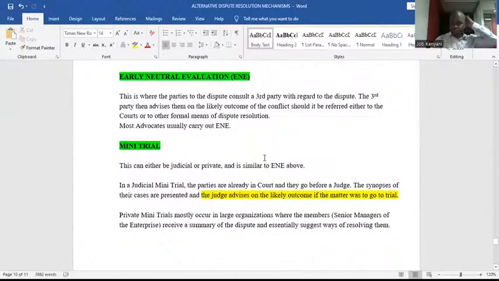Early neutral evaluation, where the parties to the dispute consult a third party with regard to the dispute, and the third party then advises them on the likely outcome, for example, an advocate.